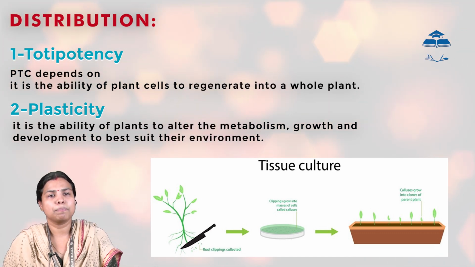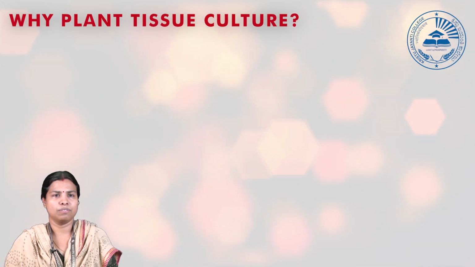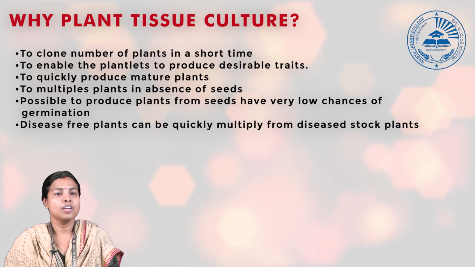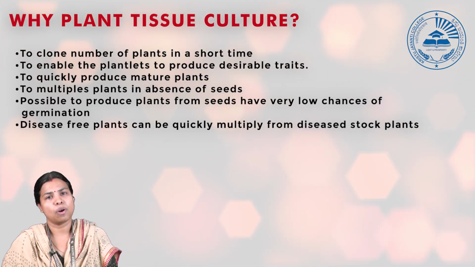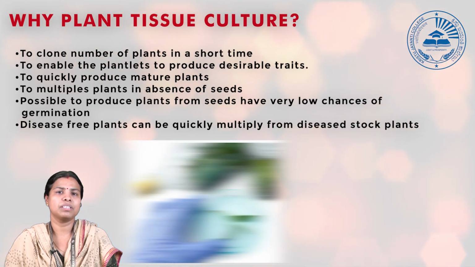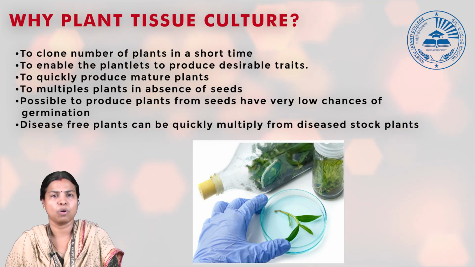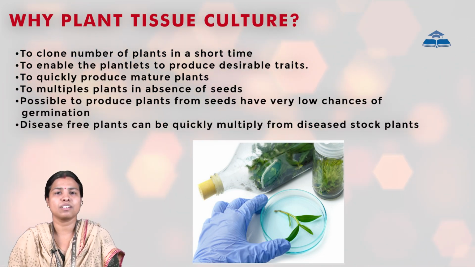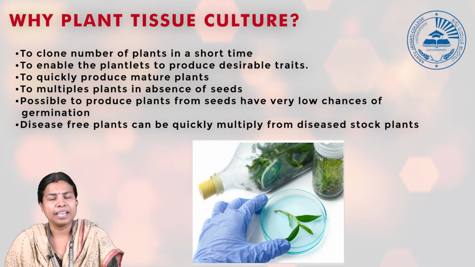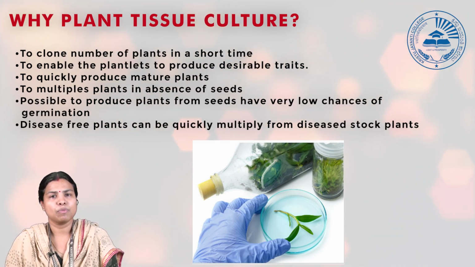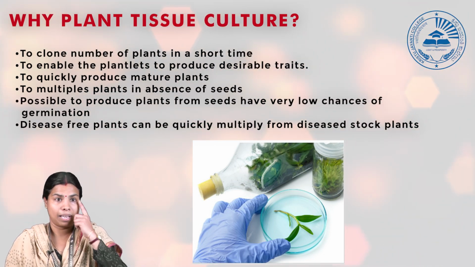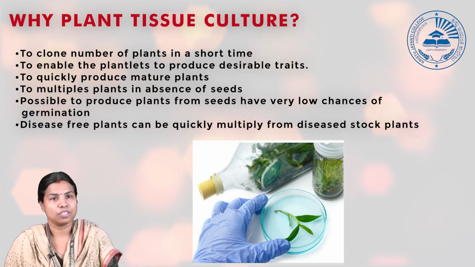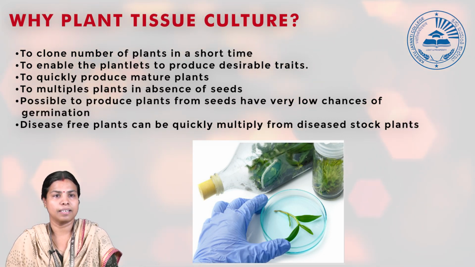So why do we depend on plant tissue culture? Why are we doing this technique? To clone a number of plants in a short time. When you compare with the normal plant environment in the soil, it takes time to mature. Mature in the sense to flower and give you the edible fruits or vegetables, whatever we are aiming for, that edible plant. So to clone a number of plants in a short time, we need the plant tissue culture technique.